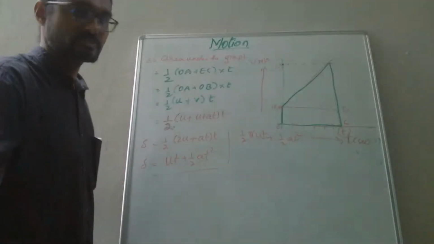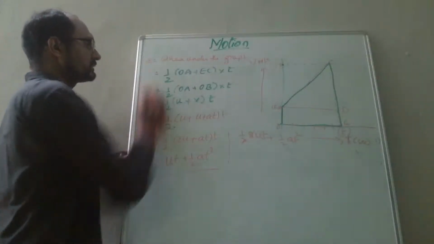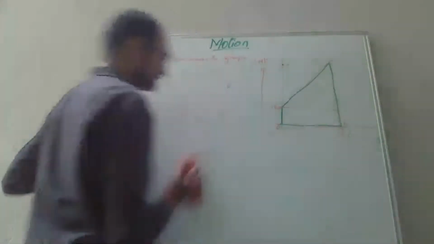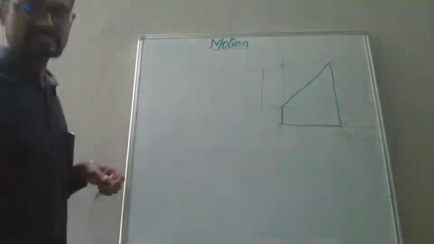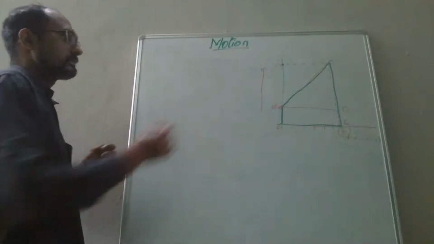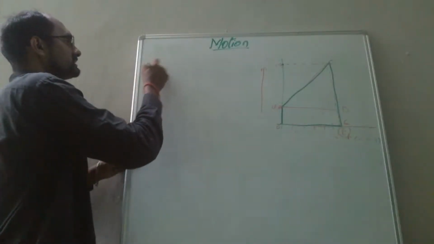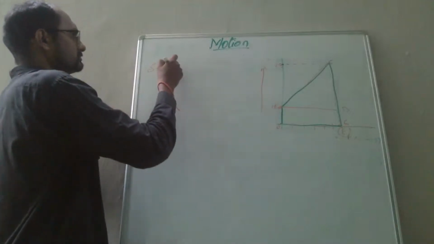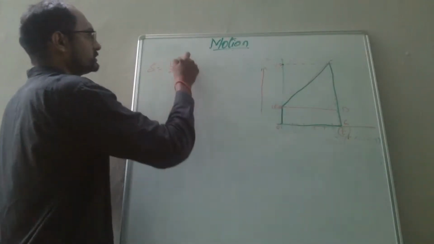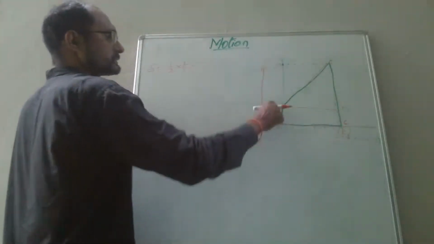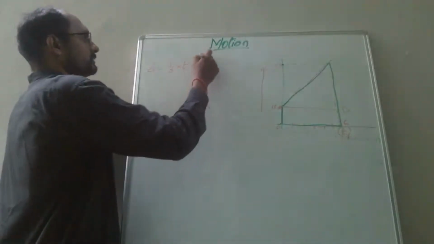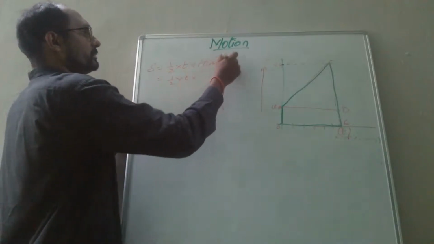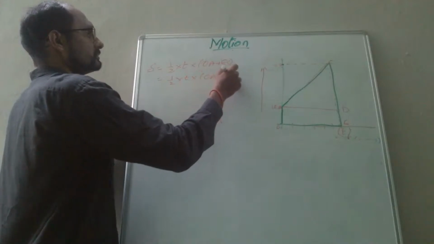Similarly, coming to the third equation of motion, which is also very simple. Again, we are considering the same thing, the area under the graph being the displacement. So I have S is equal to this area of the trapezium, that is half into height into the sum of the parallel sides, that is OA plus EC. So that is half into time into OA plus EC, which is nothing but OA plus OB.